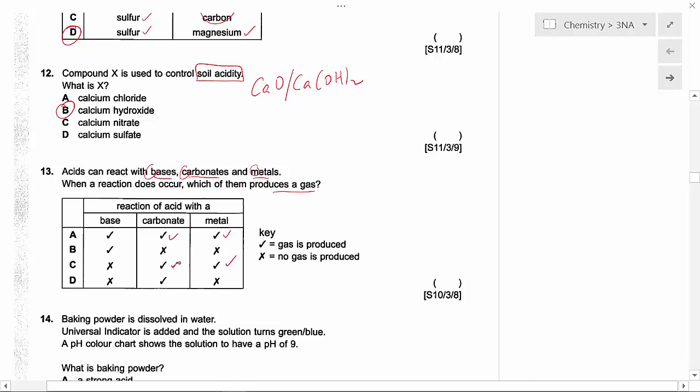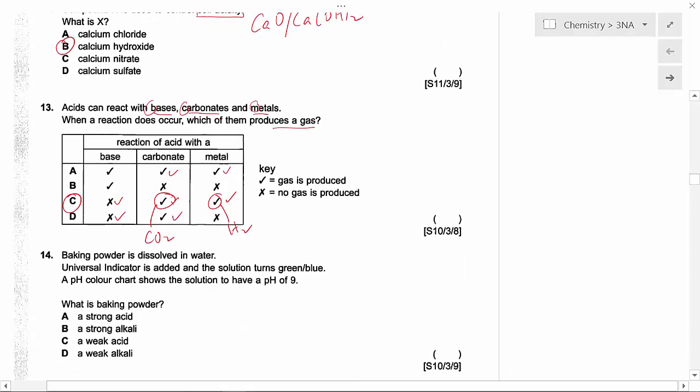Carbonate does produce a gas. And of course, base, acid base produce salt and water only. So answer is C. So the gas when you react with carbonate is carbon dioxide gas. The gas we produce when we react metal is hydrogen gas. And of course, acid and base give us salt and water only.